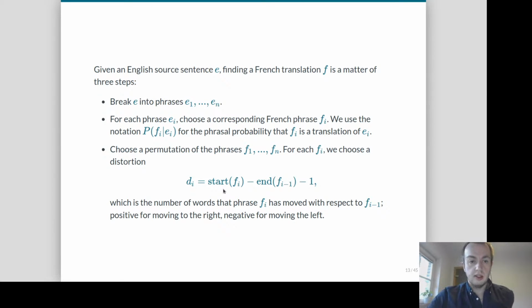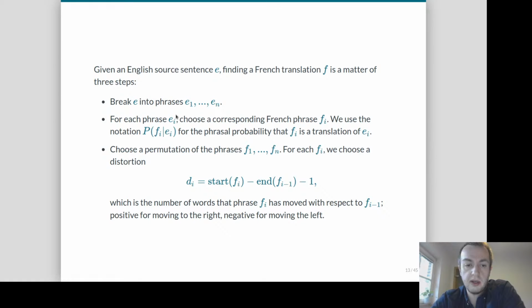Right. And so concretely, the recipe is quite simple. We'll start from an English sentence E, and then to find the corresponding translation F in French, we'll proceed in 3 steps. So we'll split the sentence into phrases. We'll split E into smaller units, phrases, for example, E1, E2 to EN. And then for each phrase, Ei, we'll choose a corresponding French phrase Fi, right?